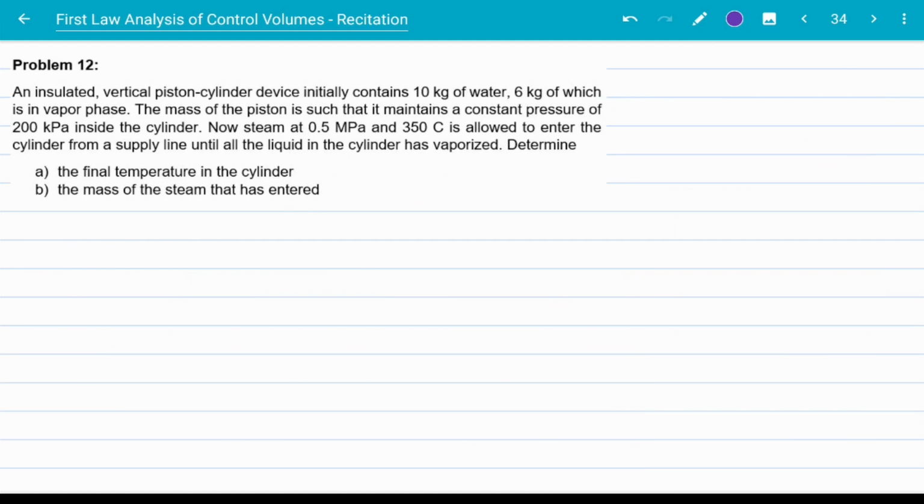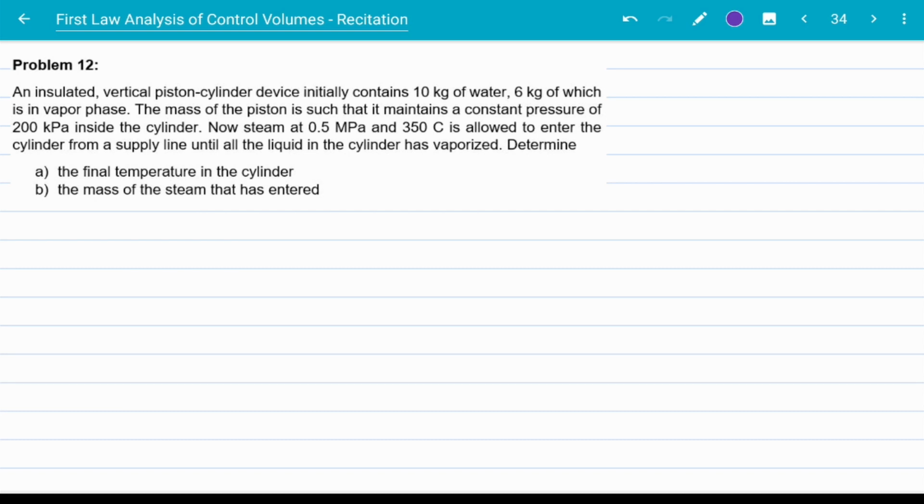Okay, problem 12. We have an insulated vertical piston cylinder device. It initially has 10 kilograms of water, 6 kilograms of which is in vapor phase. So quality from the get-go, we know that the initial quality is 60%. The piston is applying a constant pressure of 200 kilopascals inside the cylinder. Now we are opening a valve to a supply line and letting some steam enter the piston until all the liquid inside the cylinder has vaporized. Now we are asked to find the final temperature and the mass of the steam that has entered.